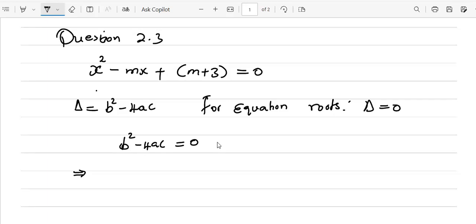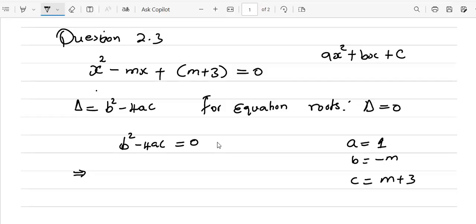So now, what is the value of a? This equation is in standard form, in the form ax squared plus bx plus c. So the value of a is 1. The value of b is minus m. And the value of c, remember, is everything that doesn't contain the variable x, so it will be m plus 3. So where there's b, we put minus m squared, minus 4 times where there's a, we put 1, and for c, it's m plus 3.